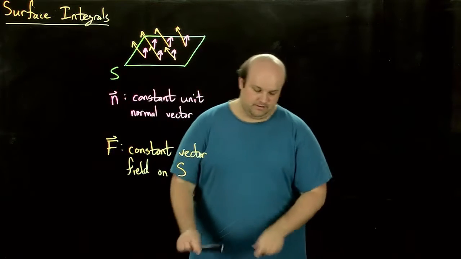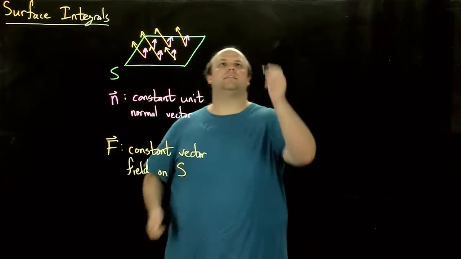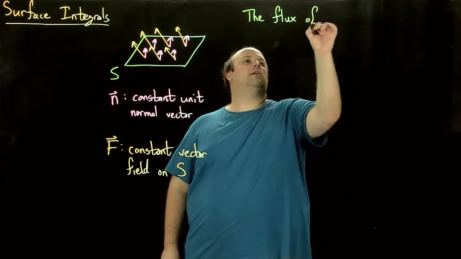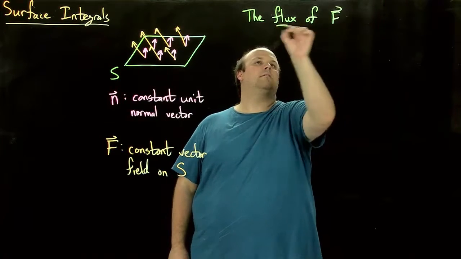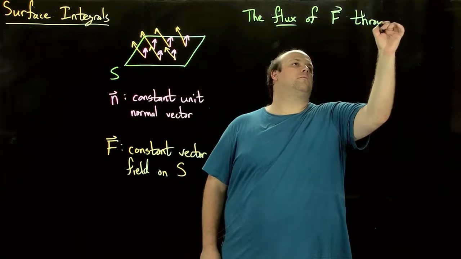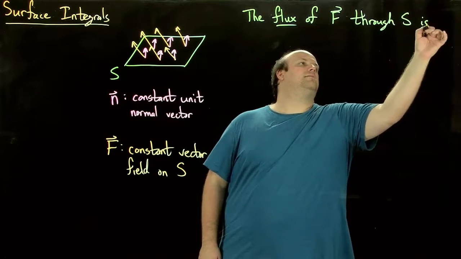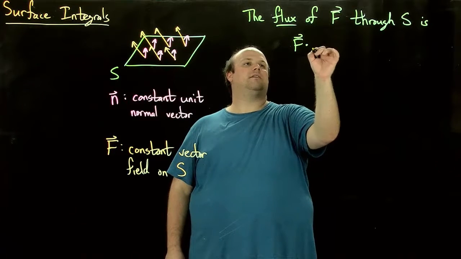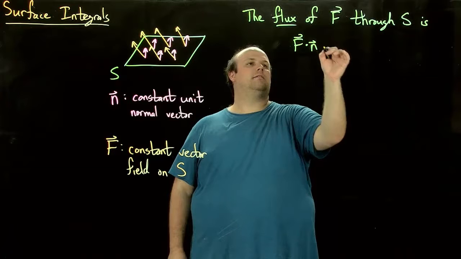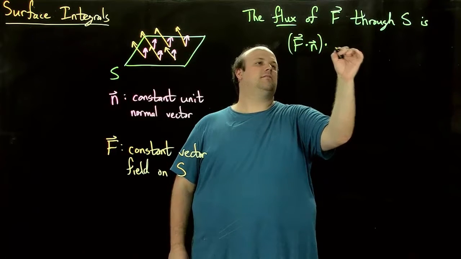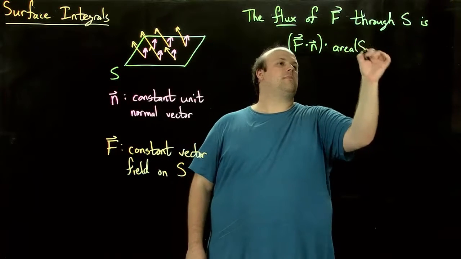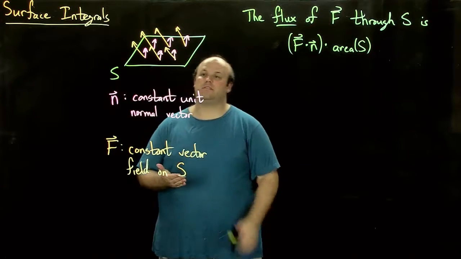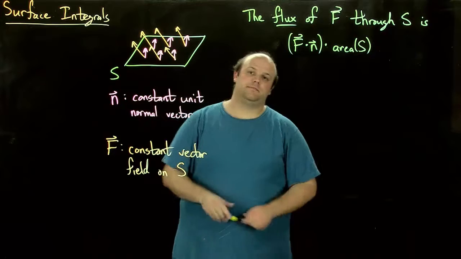Then we could say the flux of F through S is F dot n times the area of S. That's the total flux of this vector field through that surface.